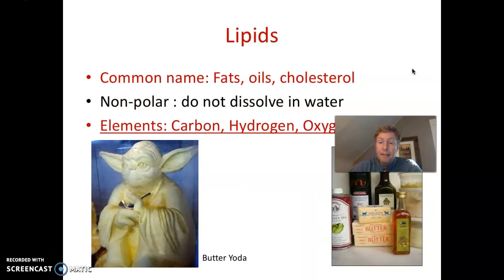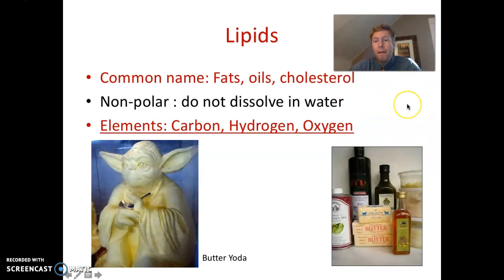All right, the next thing we're learning about, the next major macromolecule, will be lipids. Lipids is another fancy name for fats, oils, and cholesterol. So yeah, we're made of fats. We have lipids in our cell membrane. We store lipids for extra energy.